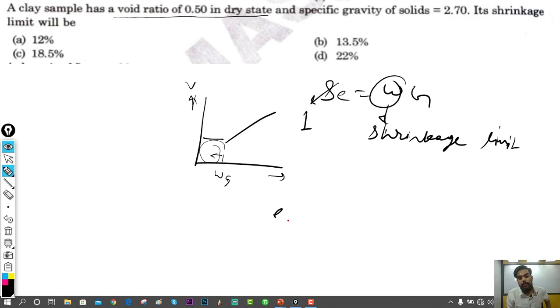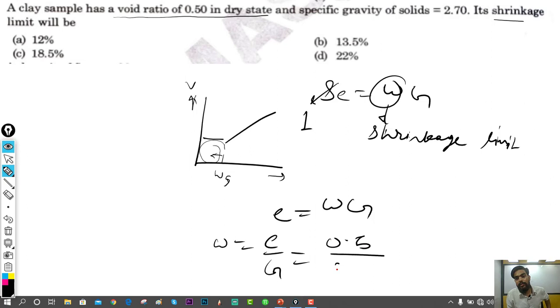So we can write the formula as e equals wG, and what we have to find is its shrinkage limit, which means we have to find w. So w equals e upon G, where e is 0.5 and G here is 2.7. When we solve this, w comes out to be 18.5. So our correct option for this question is option C.